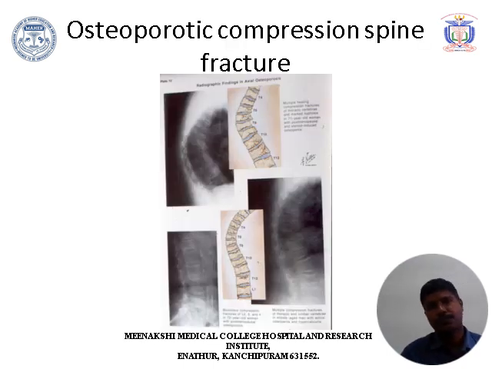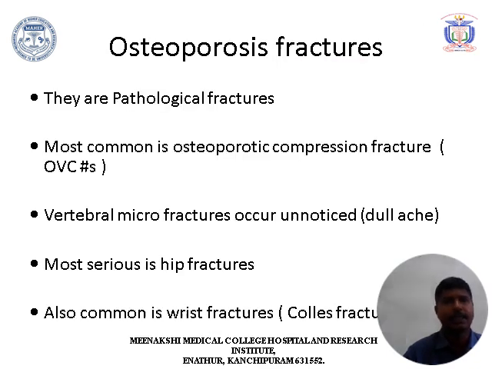So the main complication of osteoporosis is compression fractures. It may occur in the spine, especially at the thoracolumbar junction, or it may commonly occur in the wrist, leading to Colles fracture, or it may occur in the hip also, leading to fracture neck of femur. Okay.